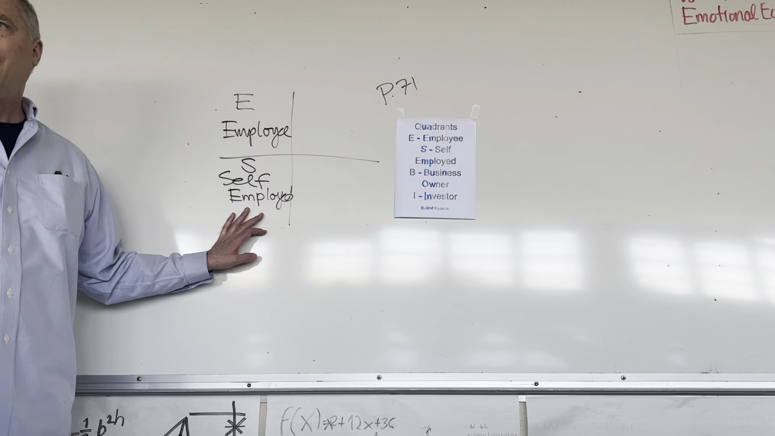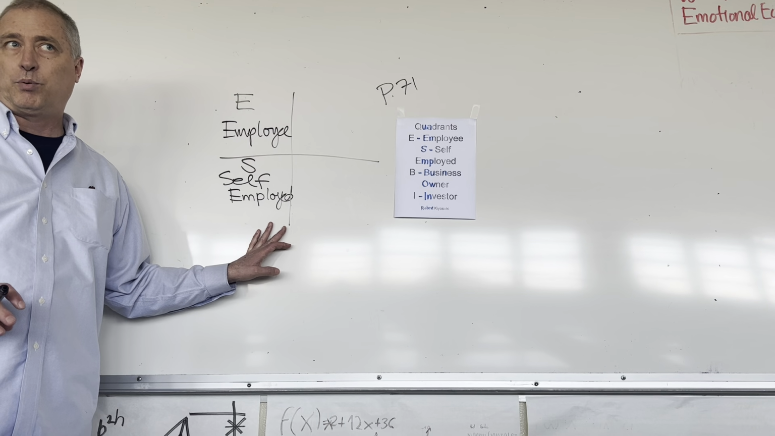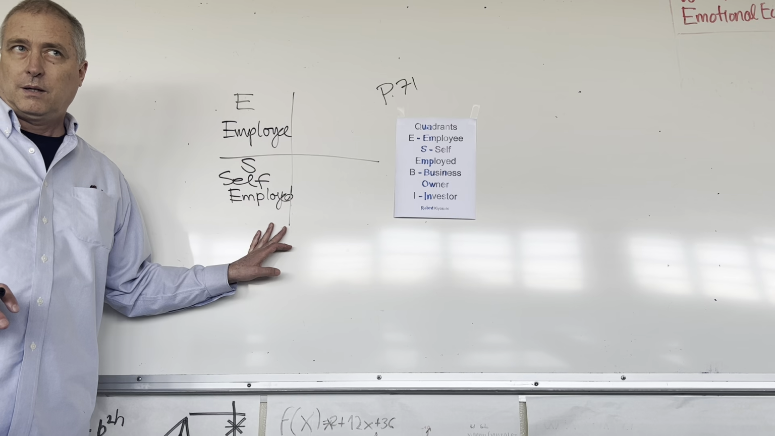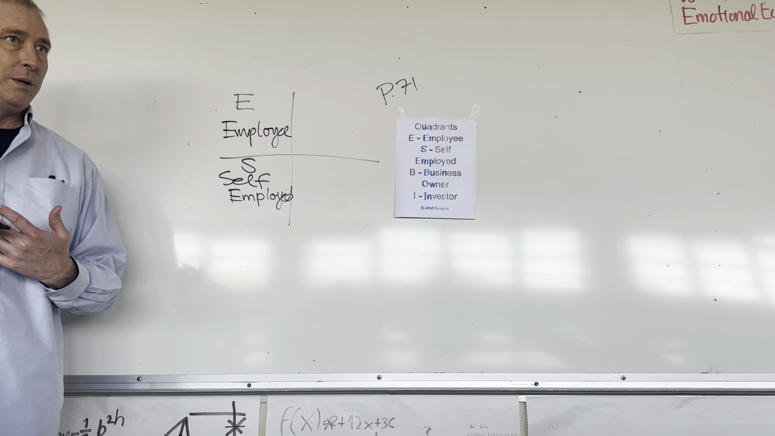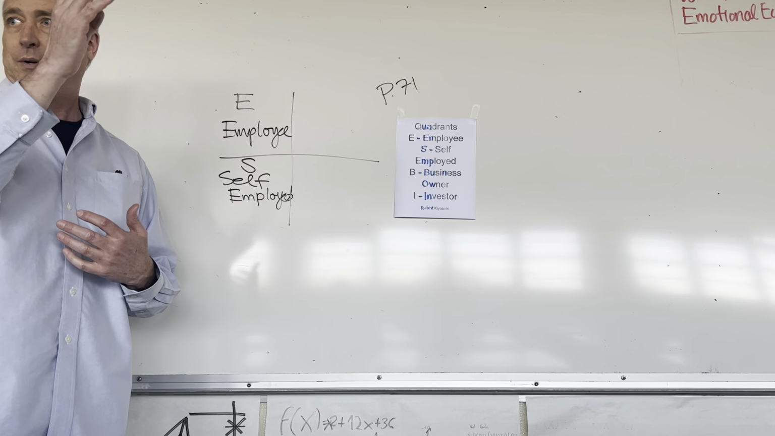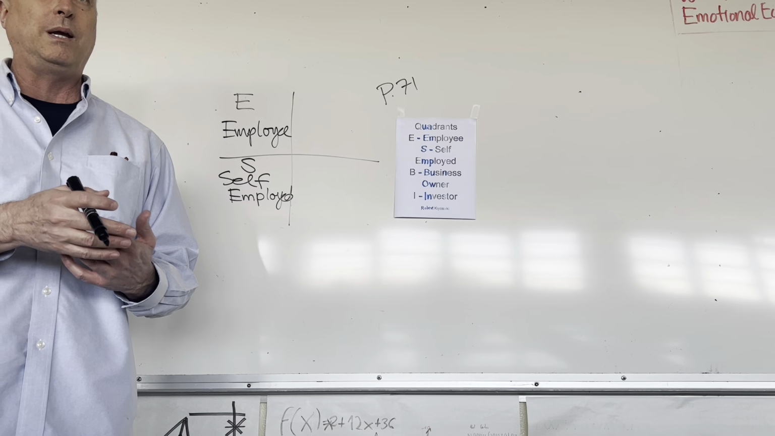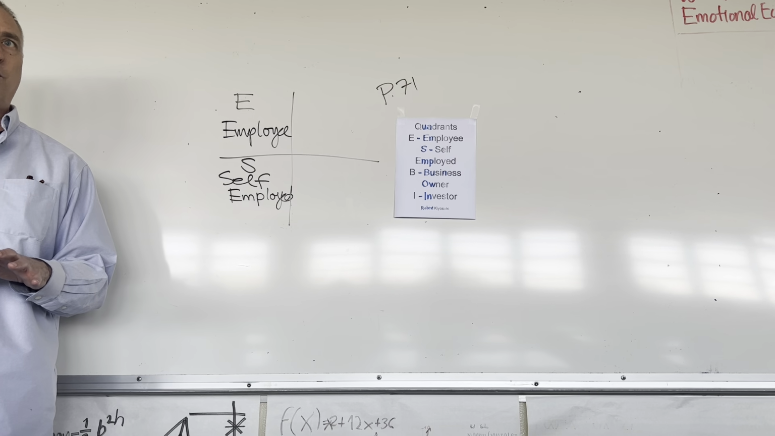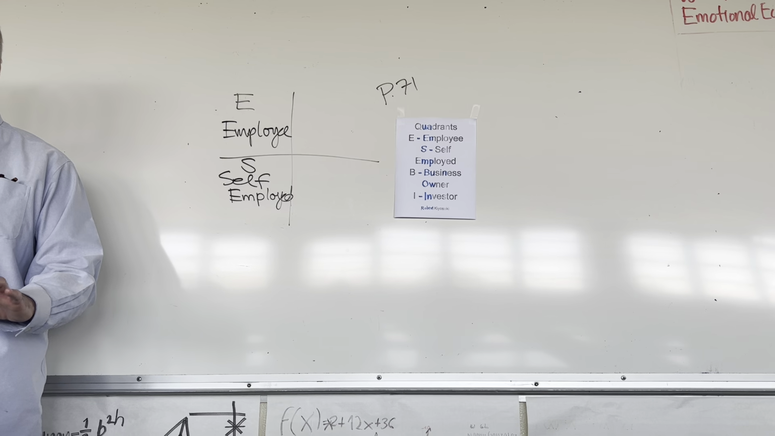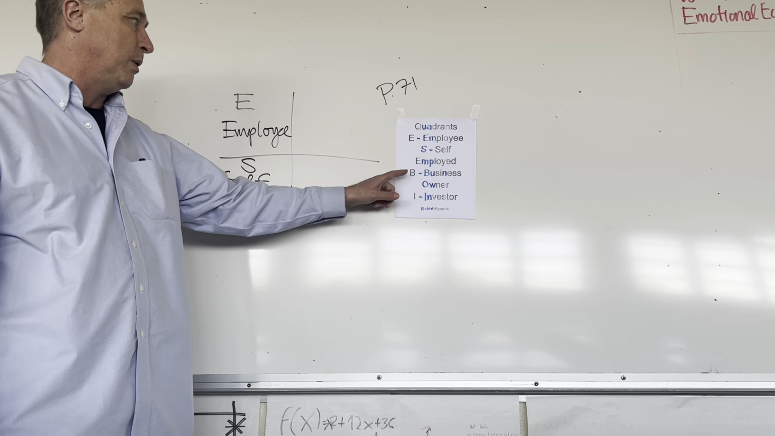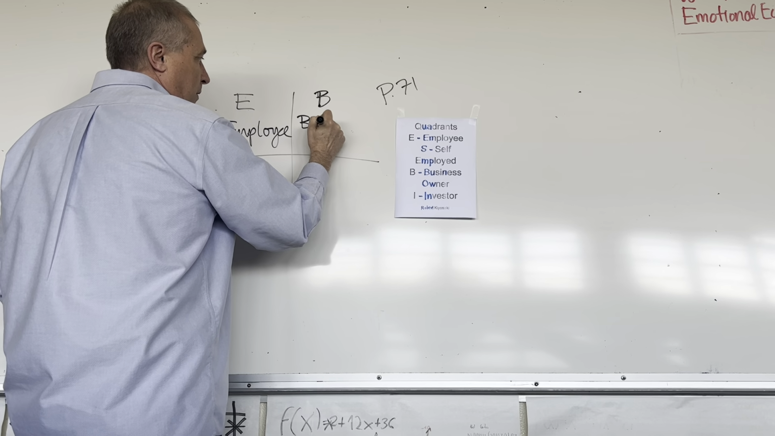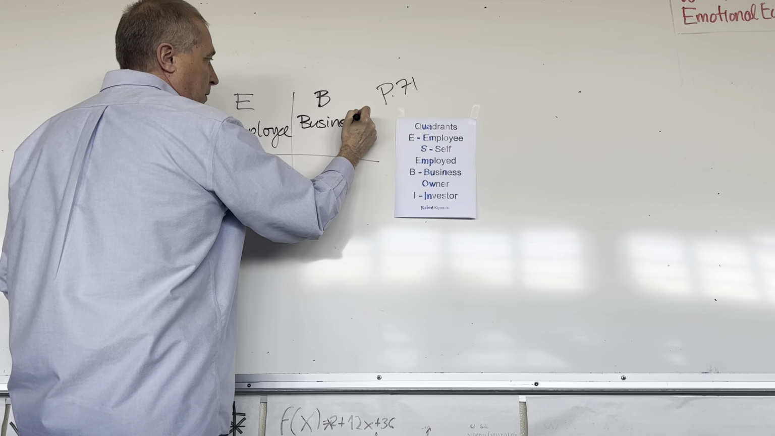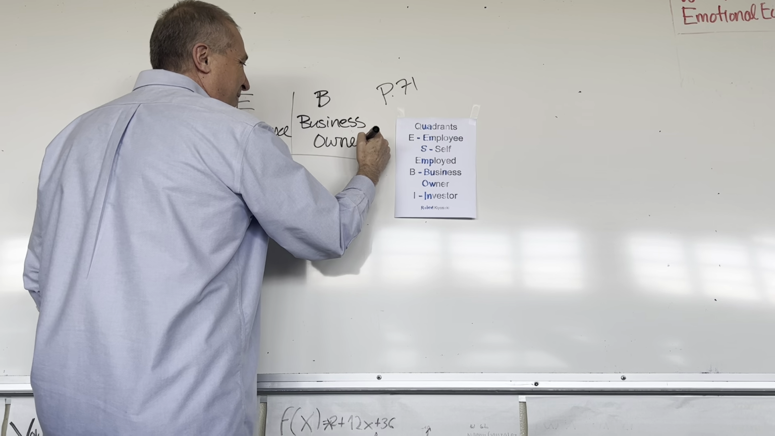How many employees are usually in a self-employed business? Usually just a few. Let's say I'm self-employed. It may be only me. Now maybe I've got an accountant and a few employees that help me, but it's a very small business. Does this make sense? Okay, here's the next one, B. B stands for business owner. Are you guys getting on track with what we're doing now?